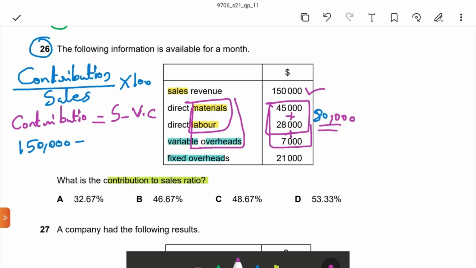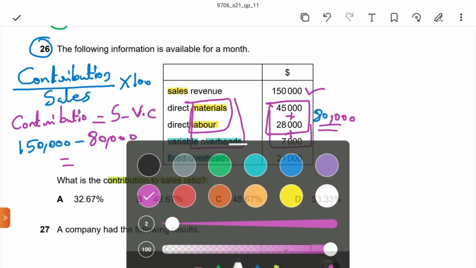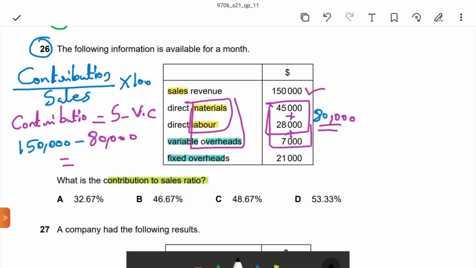So 150,000 minus 80,000. What is the amount? That is 70,000, which is the contribution. So now we can do the contribution divided by sales into 100.